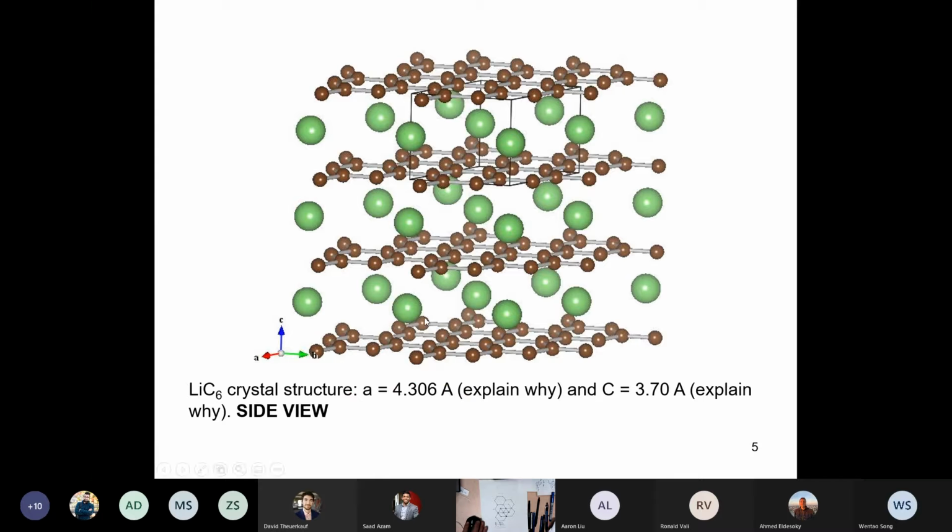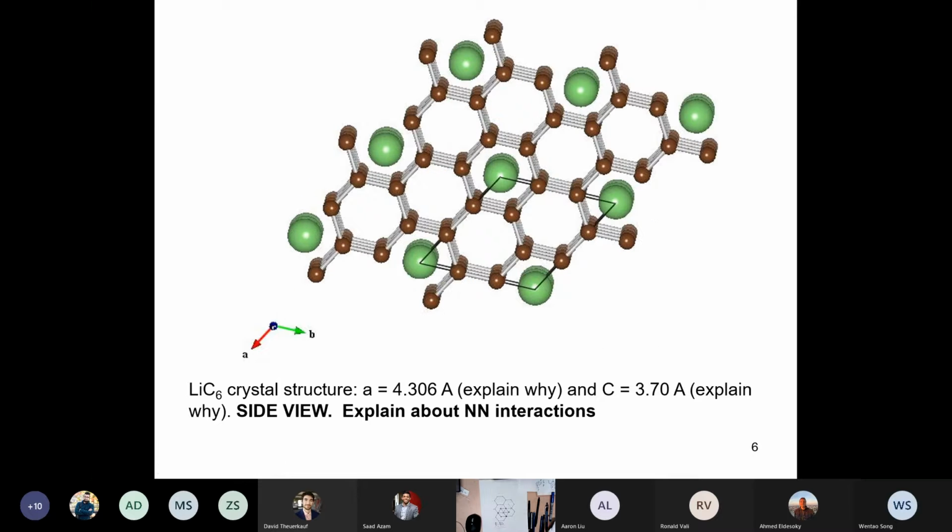When lithium is fully intercalated into graphite, it forms LiC6. This is sort of a side view, so it's really hard to see where the lithium atoms are. If we look down from the top, this is what we see. We see the lithium atoms in the centers of the honeycombs.